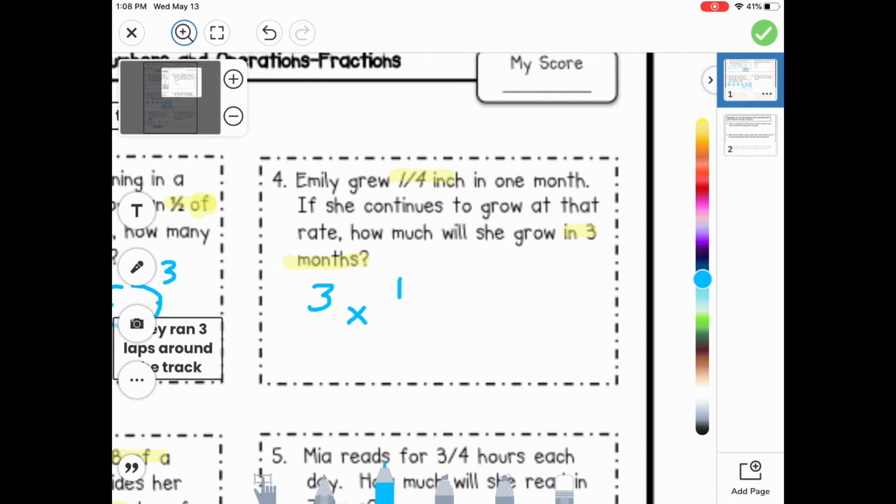So 3 months times 1/4 of an inch. I'm going to put 3 over 1, and I'll multiply across. 3 times 1 equals 3. 1 times 4 equals 4. So she grew 3/4 inches.